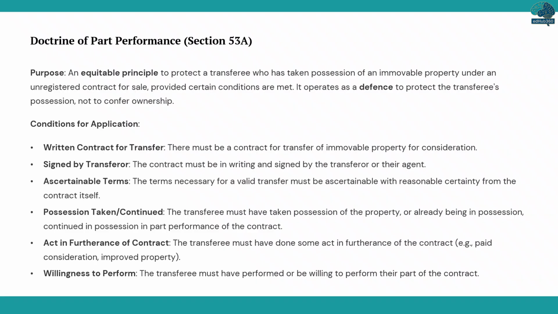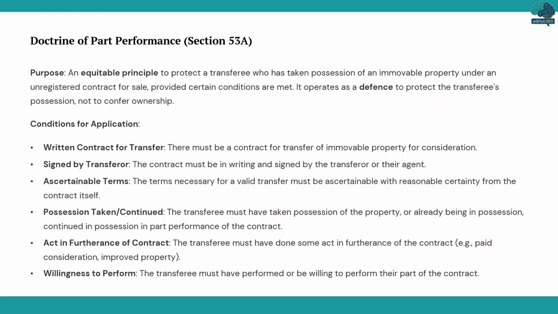Another vital equitable principle is the doctrine of part performance in Section 53A. This protects a transferee who has taken possession of an immovable property under an unregistered contract for sale, provided certain conditions are met. It acts as a defense to protect their possession, not to confer ownership. Key conditions include a written, signed contract with ascertainable terms, the transferee taking or continuing possession in part performance, performing or being willing to perform their part of the contract, and having done some act in furtherance of it.